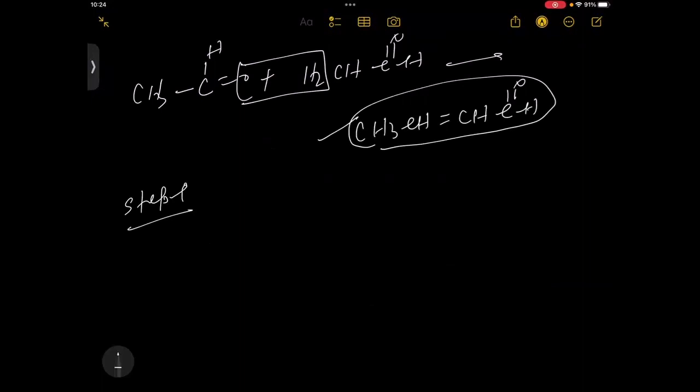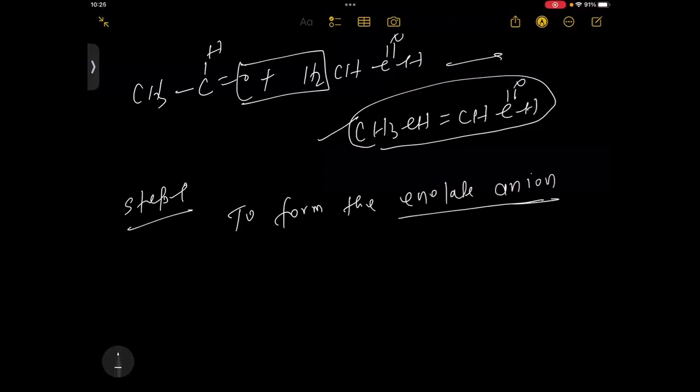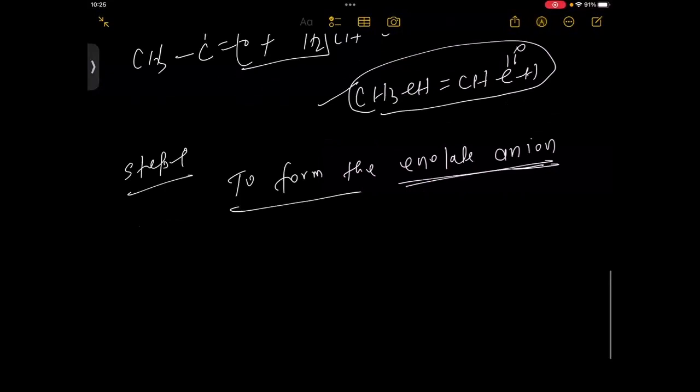First is to form the enolate anion. See, students, those who understand tautomerism can understand this whole topic very easily because it is similar to tautomerism, because in tautomerism also you can get the enolate ions. So to form the enolate ions, why do we form? See that, students: CH3 CH C double bond OH.